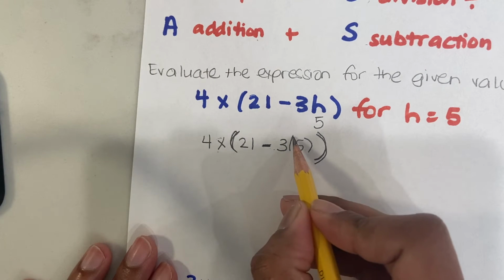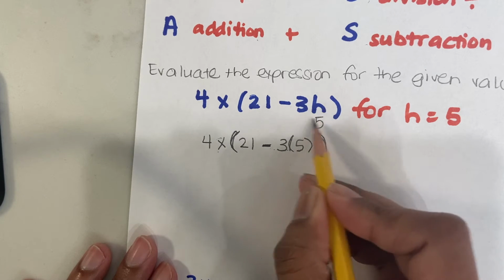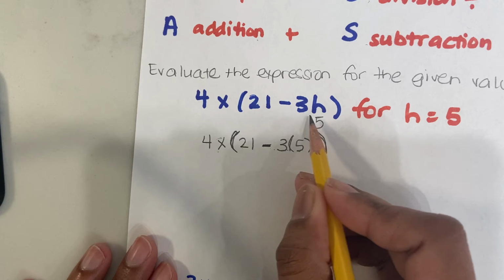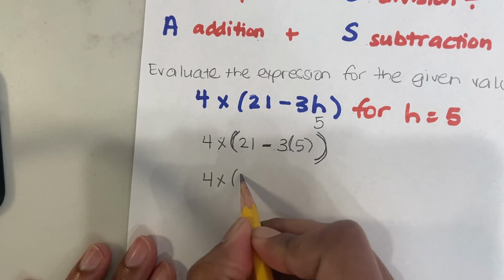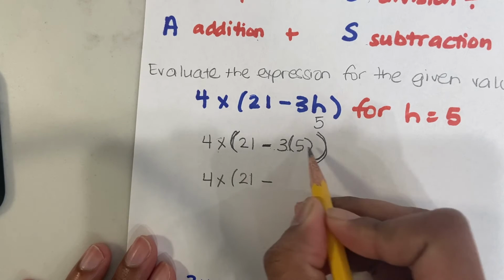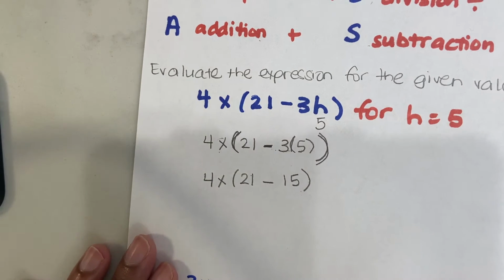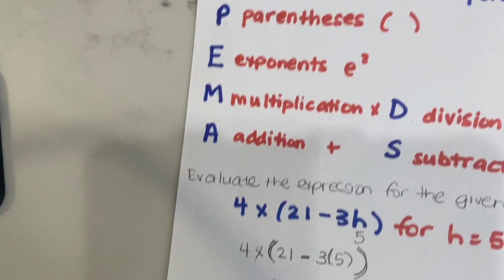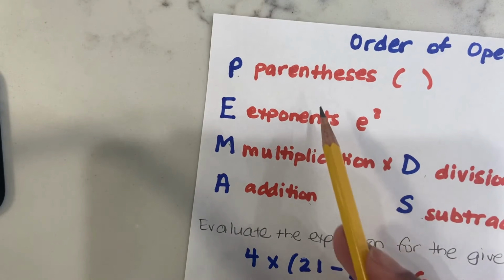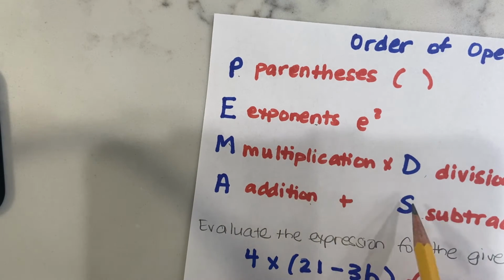So the first thing I want to do is we need to solve for what's going on here. 3 times h, we want to solve for this variable and make it one number. So I'm going to do that. 4 times 21 minus, well, what's 3 times 5? That's 15. That clears that up. Now let's go back for our order of operation. So according to the order of operation, we have parentheses, exponents, multiplication, division, addition, and subtraction.